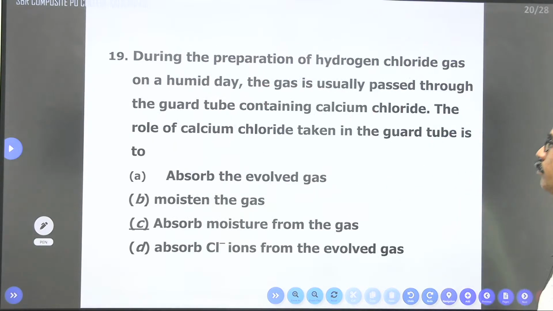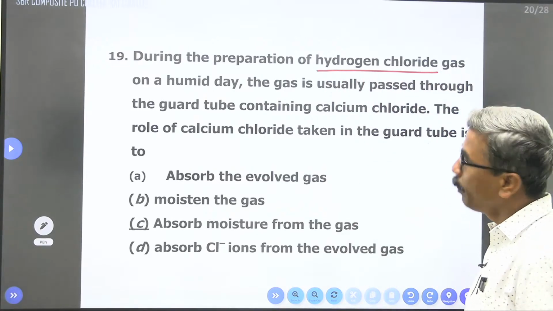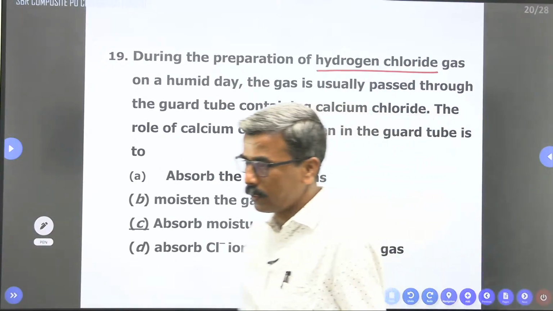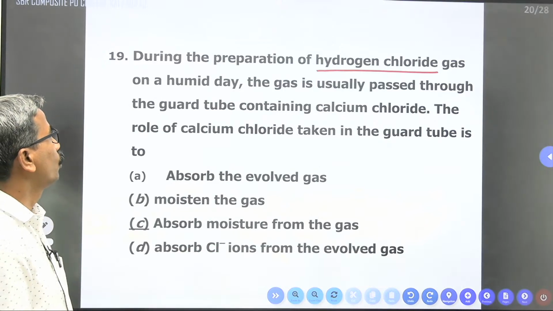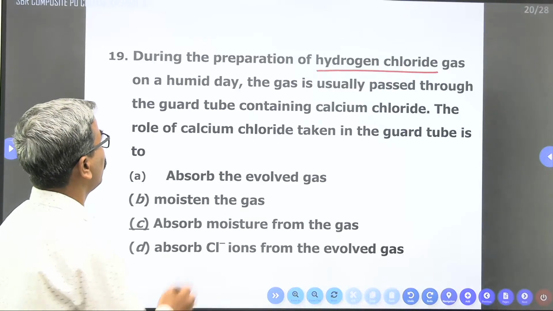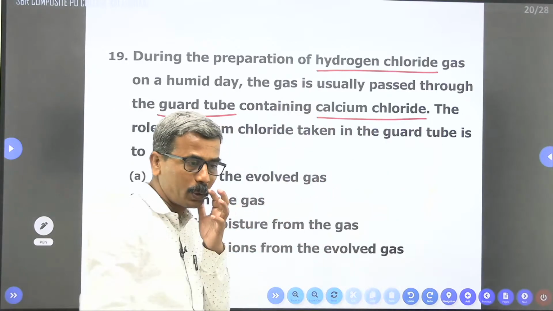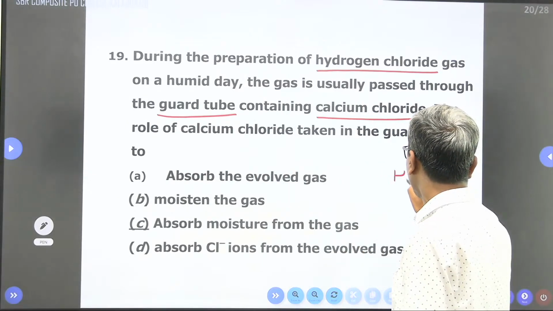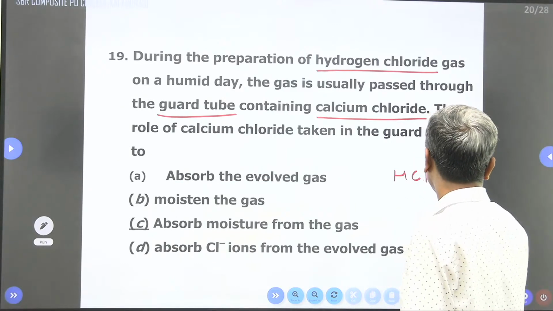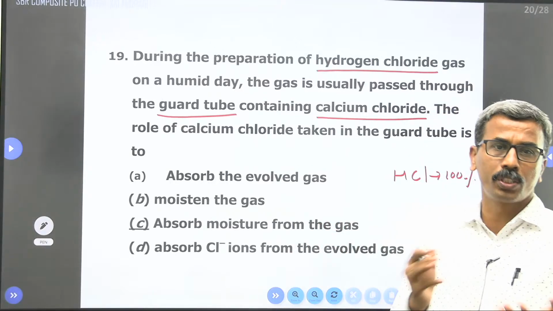So next, question number 19. During the preparation of HCl, that is hydrogen chloride gas, on a humid day, meaning the atmosphere has moisture, the gas is usually passed through a guard tube containing calcium chloride. Suppose some moisture is entering. If you want to prepare HCl, it is 100% HCl, but the area we have is going to have some moisture content.